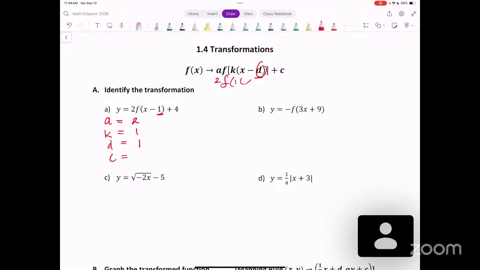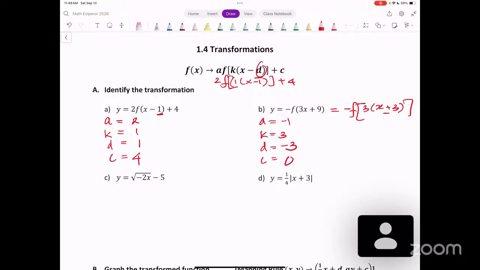So 1 times X minus 1, and then plus 4. So where did you get D is equal to 0? C is equal to 4. Makes sense? Following that, okay, Myra, what is the value of A here? -1. What is the value of K here? 3. What's the value of D here? 3. That's not correct, because if you common factor, this is going to be X plus 3. When this is plus 3, the D is going to be -3. What is the value of C here? 0.